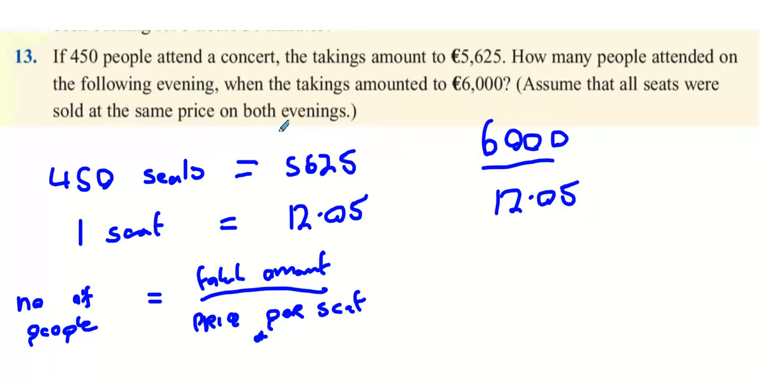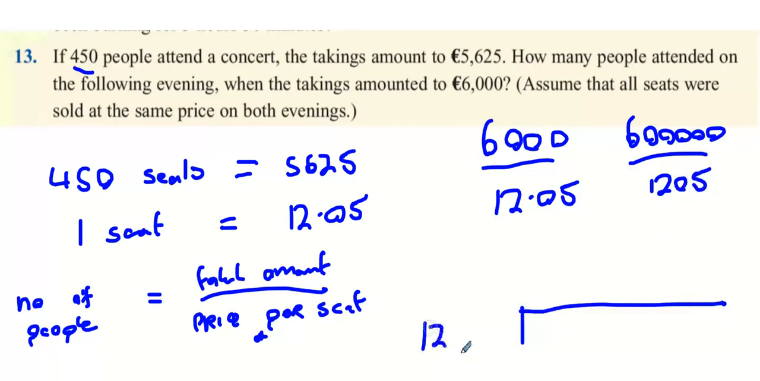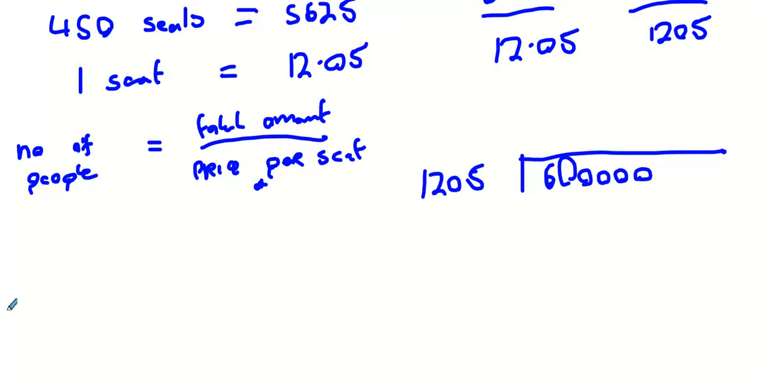Okay, now please remember we're expecting an answer bigger than 450 here, so I'm going to multiply the top and the bottom by 100, and what this will do is it will send it up to 600,000 divided by 1,205. I don't like dividing by decimals. Okay, so it's just a general rule of mine. I don't generally divide by decimals. Okay, so let's do it over here.